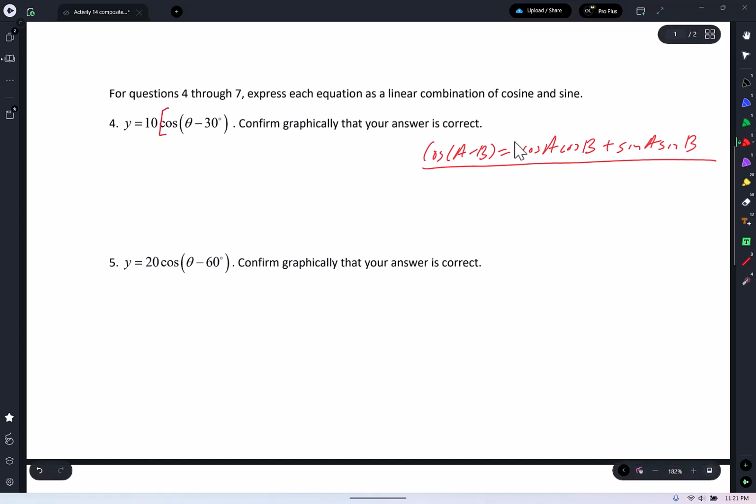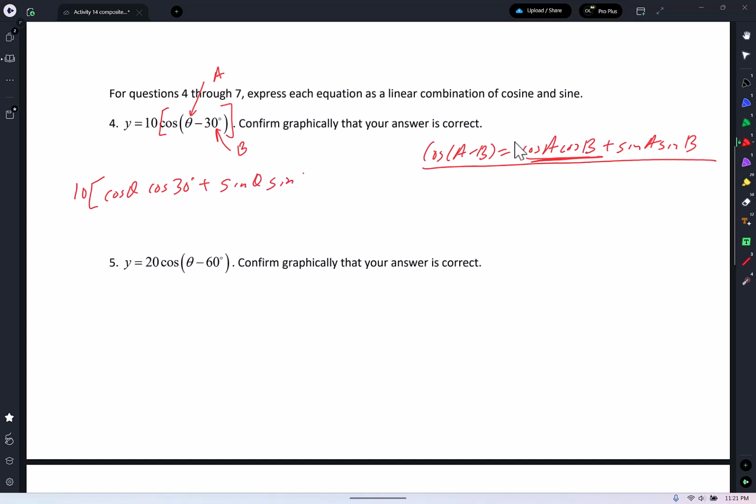I'm going to put a bracket around this. So that theta, like we said, is like A, and that 30 degrees is like B. So 10 bracket, and look what it says here on the right-hand side: cosine A cosine B. So I'm going to write cosine theta cosine 30 degrees, and then there's a plus symbol, so plus sine theta sine 30 degrees. And then I'm going to distribute. But the cosine 30 and the sine 30, that's an actual number, guys. So I'm going to write 10 cosine 30 degrees cosine theta plus 10 sine 30 degrees sine theta.